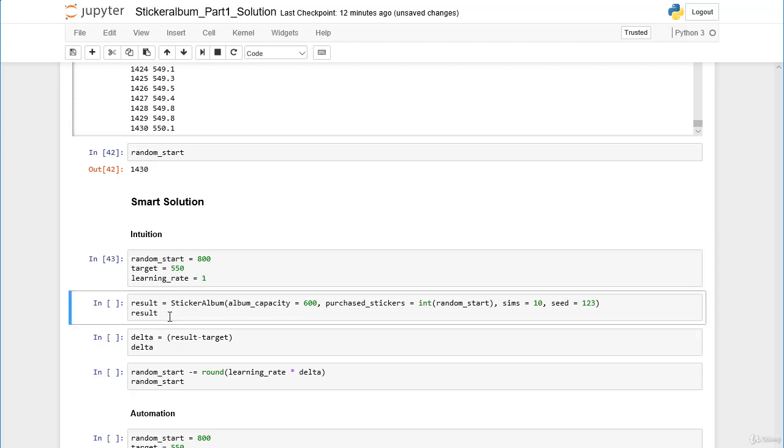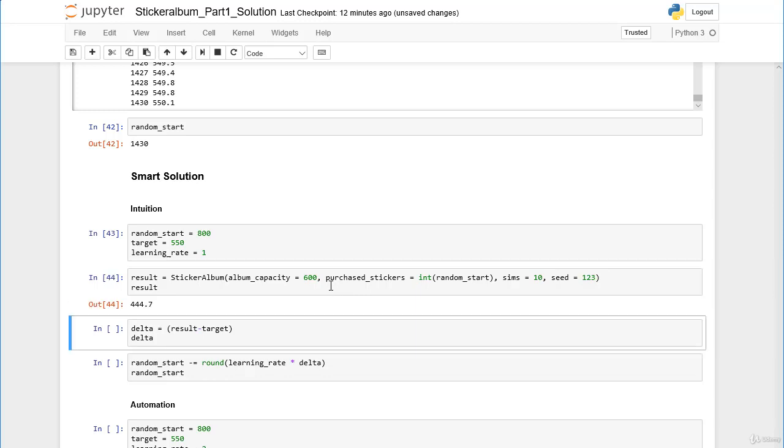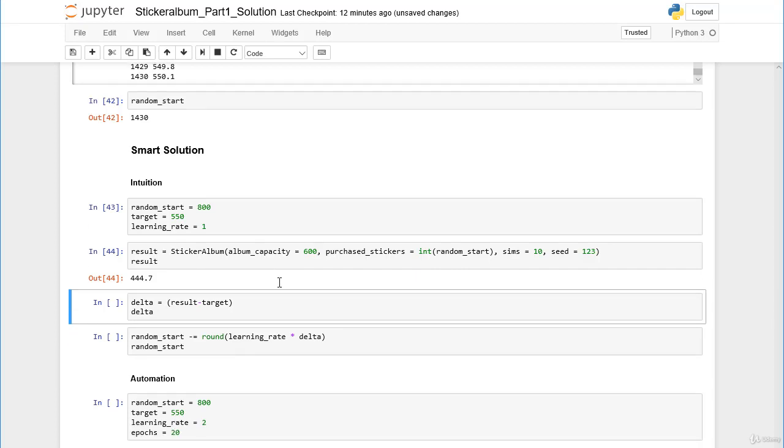So let's execute, and first of all, we calculate the result with an album capacity of 600, purchase stickers, we are putting in the random start 800, we have 10 simulations, the seed is 1, 2, 3, and we end up with a mean of 444.7. And what we are now doing is calculating the delta, or the difference, between our result, 444, and our target.